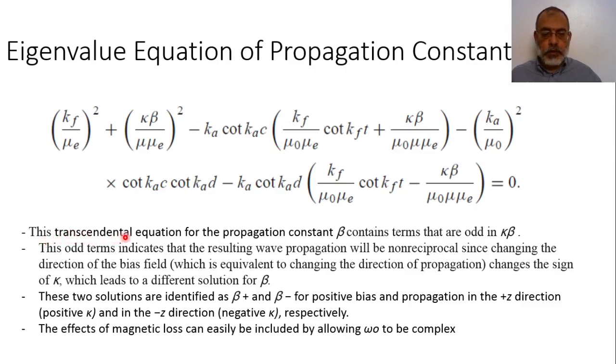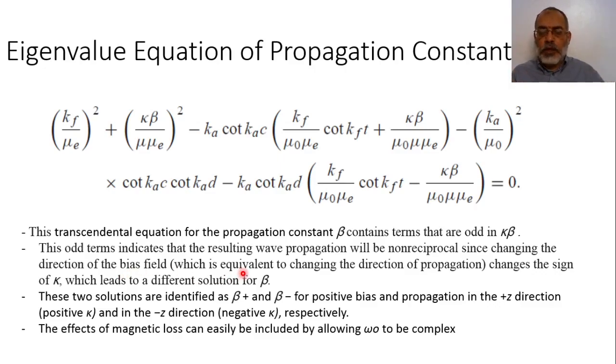This transcendental equation for the propagation constant beta contains terms that are odd in kappa beta. These odd terms indicate that the resulting wave propagation will be non-reciprocal. It means that if I'm moving in positive z direction, I have a value for beta. If I'm moving in negative z direction, I have another value of beta. So these odd terms indicate that the resulting wave propagation will be non-reciprocal. Why? Since changing the direction of the bias field is equivalent to changing the direction of propagation.